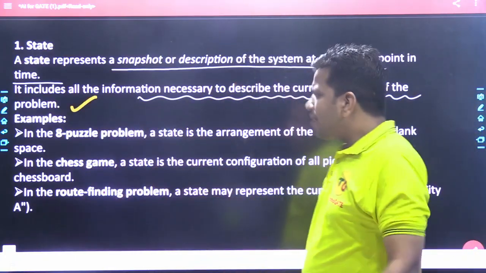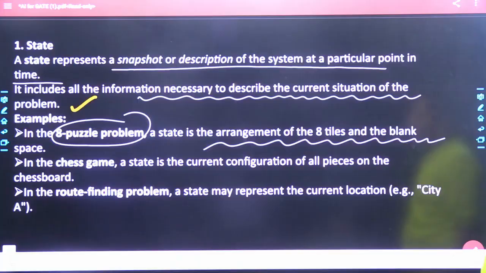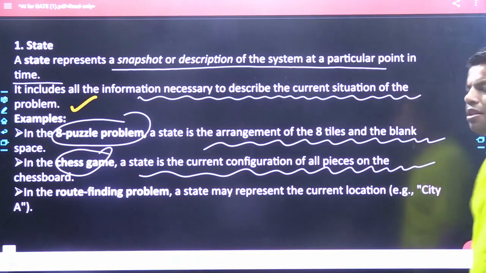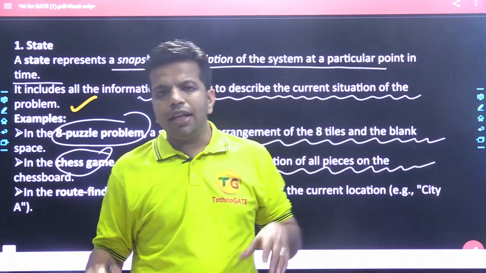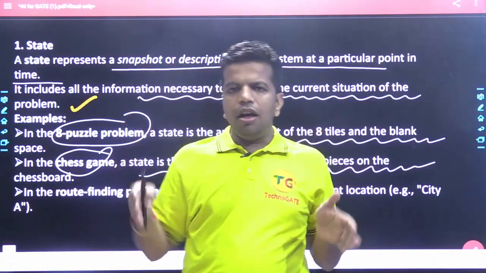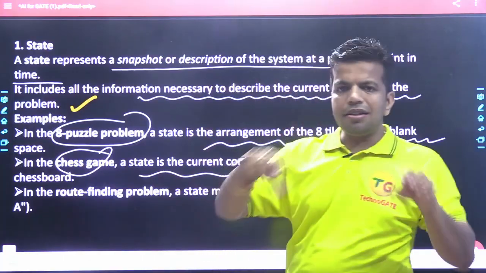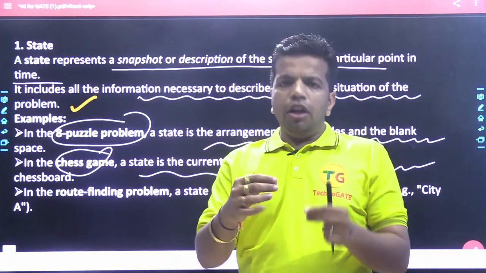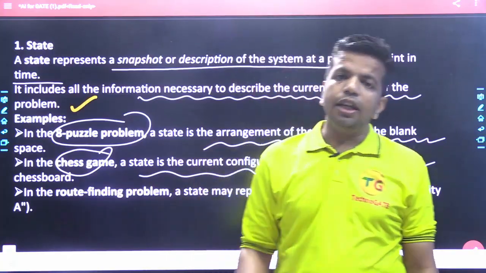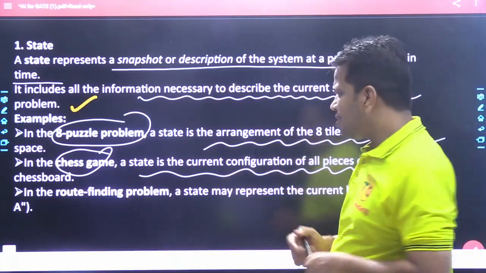Okay, let us take an example. In the 8 puzzle problem, a state is an arrangement of 8 tiles and the blank tile space. In a chess game, a state is the current configuration of all pieces on the chess board. Initially, the arrangement on a chess board is somewhat like that: total 16 pieces per side, an 8 cross 8 chess board, and all the pieces are arranged in a systematic way. After that, you are performing certain moves. After every move, we can say that there is one state. Okay, and at the end there is a goal state, meaning one of the players is the winner. That would be the goal state.